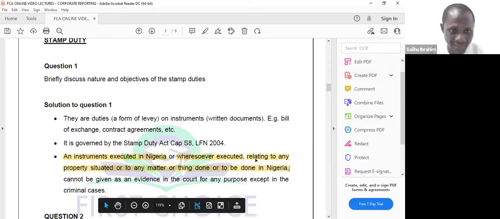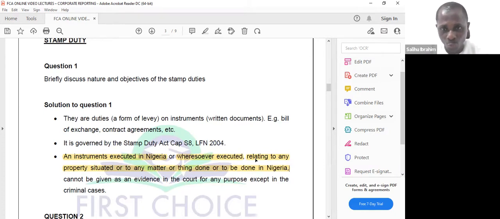Let's see that. Number one, what did I say? Instruments that are required to be stamped. One, the instrument is executed in Nigeria. Automatically, stamp duty is payable on that instrument. What about where an instrument is not executed in Nigeria? How will you know whether you are supposed to pay stamp duty on that instrument or not? You will know by whether the document being executed outside Nigeria is with respect to a property or any matter in Nigeria. If that is the case, that document is expected to be stamped.